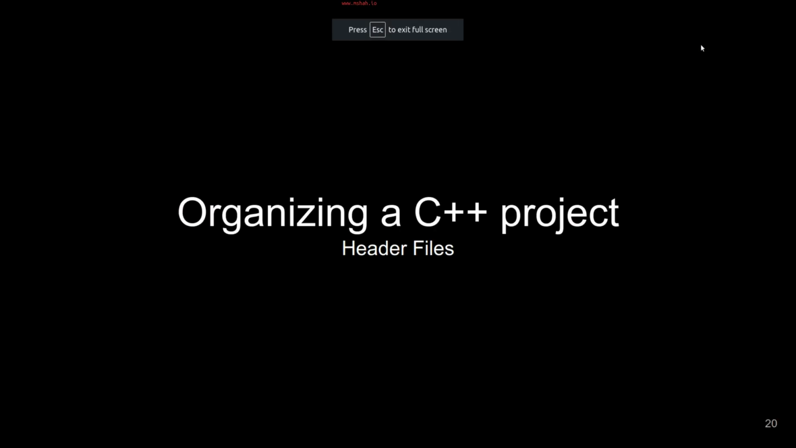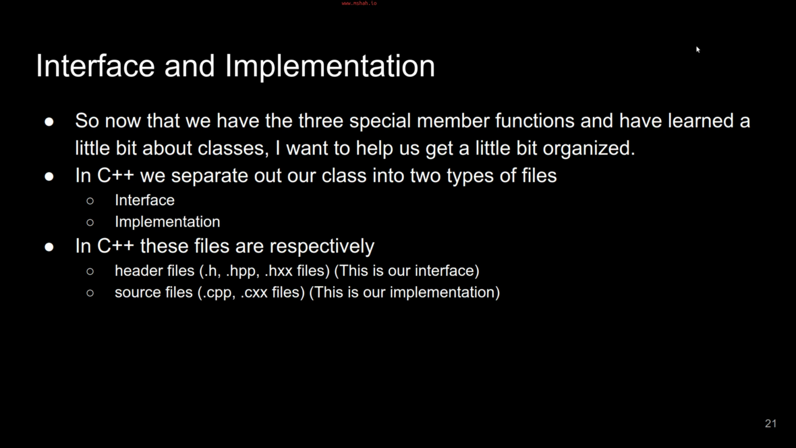Okay, let's go ahead and move on here. So you might notice that this project's getting a little bit bigger here, and we're starting to write a lot of code in one place. So I want to organize our C++ project just a little bit into something called a header file. And C++ organizes our code into what's known as the interface and the implementation. Okay, so by now, we have those three special member functions, and the fourth one, the copy assignment, where we did the operator overloading.